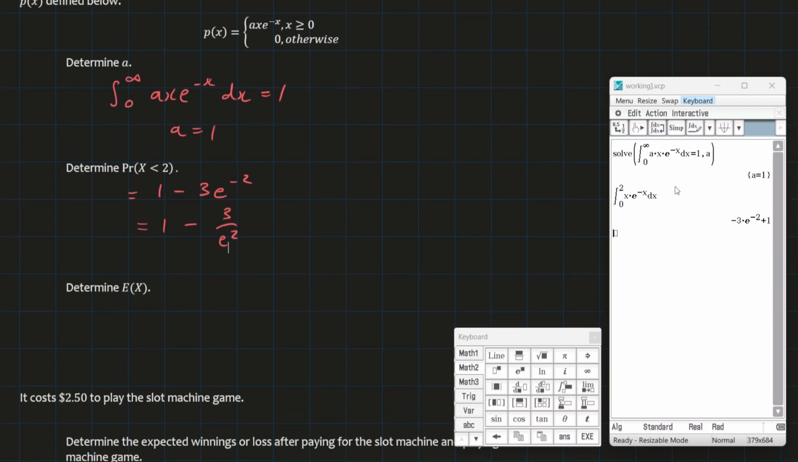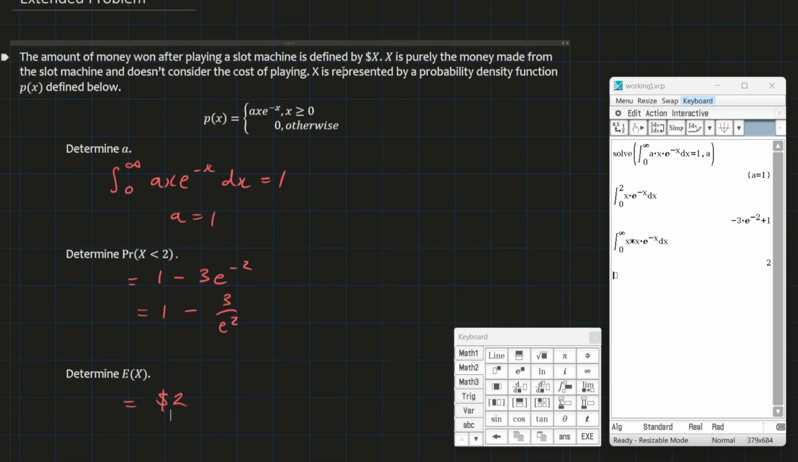Determine E of X. Let's determine E of X now. We take the same calculation from 0 to infinity. Actually, we'll just copy this top one. So we take the same calculation and we just multiply our whole function by X. So X multiplied by our original function, which is there, from 0 to infinity. This will be our expected value, and our expected value is $2. And I guess in this case, we are talking about dollars. So this is the expected value, so I should just include the unit. In this context, we expect to make $2 playing the slot machines. It's the average return in the long run. That's how we interpret this number.